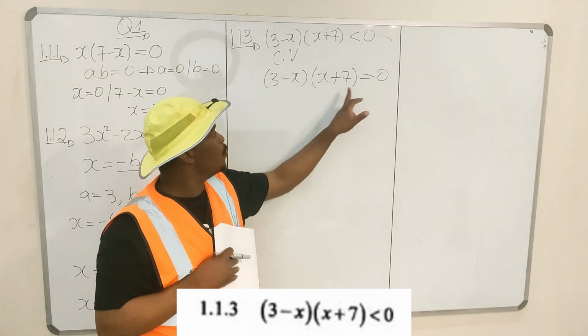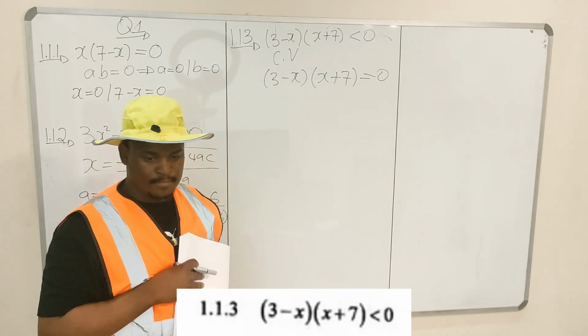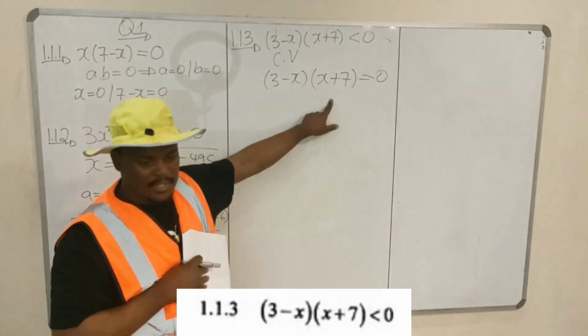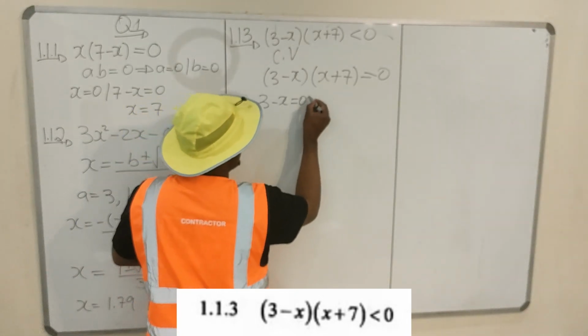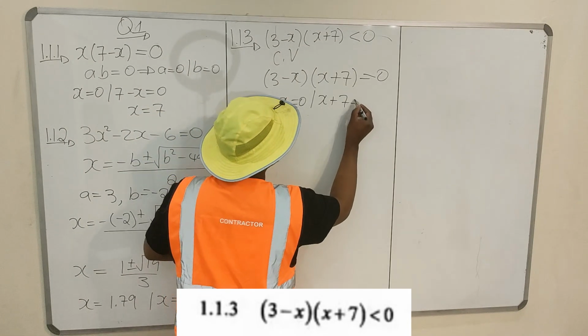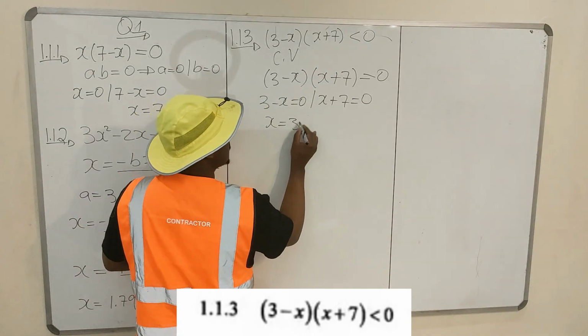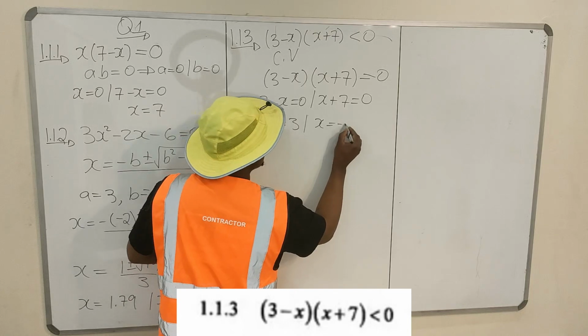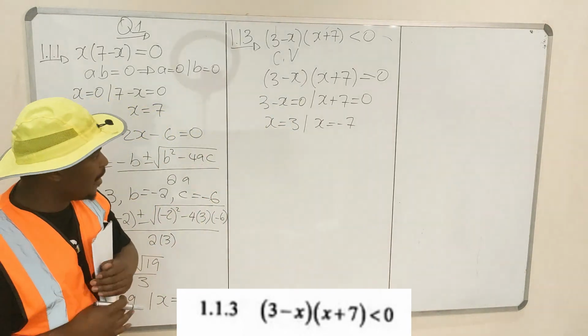When you multiply these things, the answer you get is 0. What does that mean? At least one of them is 0. It's either your 3 minus x is 0, or your x plus 7 is 0. Therefore, your x is equal to 3, or your x is equal to minus 7. Is everyone happy? Fine.